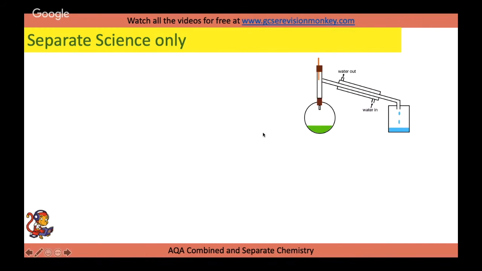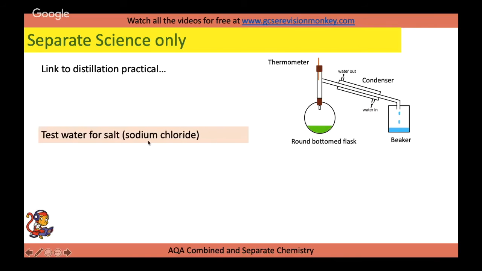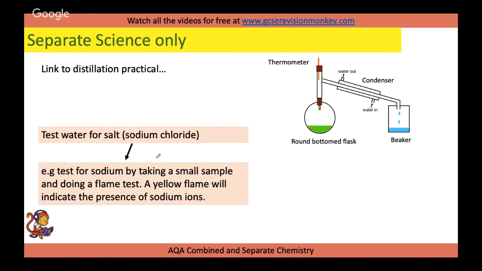So, I said before that these tests for ions can link back to distillation. If you wanted to make sure that before you had sodium chloride and after you didn't, you might want to test the sample for sodium chloride. So, you'd test using a flame test, for example, and yellow would indicate the presence of sodium ions.